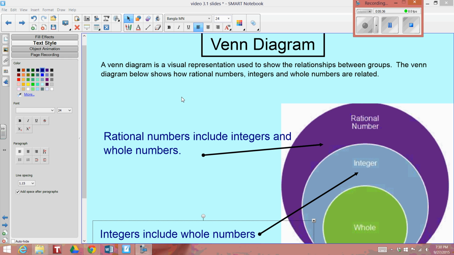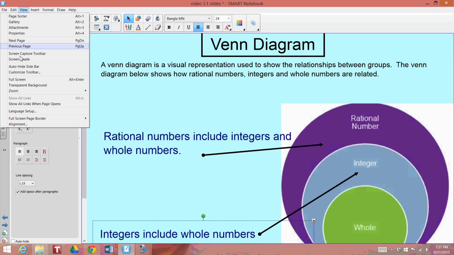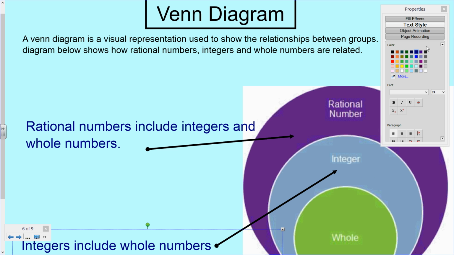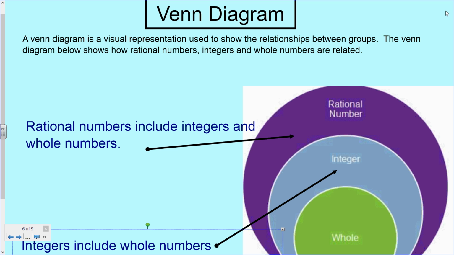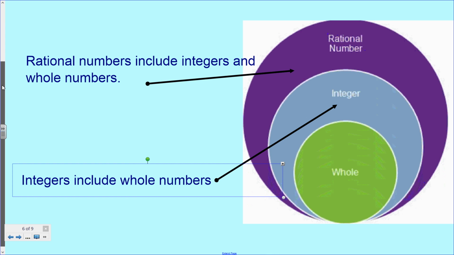We often use Venn diagrams to categorize items. Scientists categorize different animals, and mathematicians can categorize numbers. So let's look at this Venn diagram. Okay, we have rational numbers, integers, and whole numbers. Now, rational numbers include integers and whole numbers because in order to be a rational number, the numerator and denominator both have to be integers. And integers include whole numbers because all integers, negative or positive, are whole numbers.